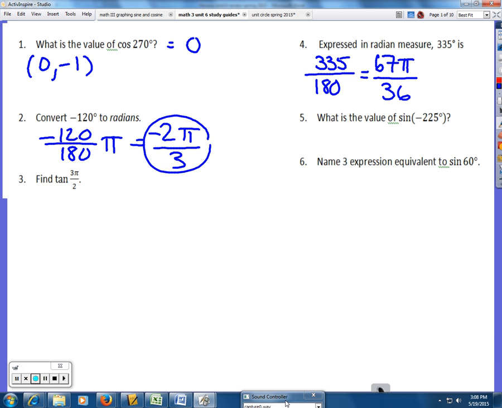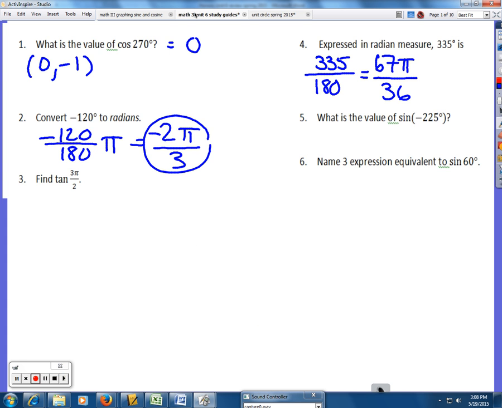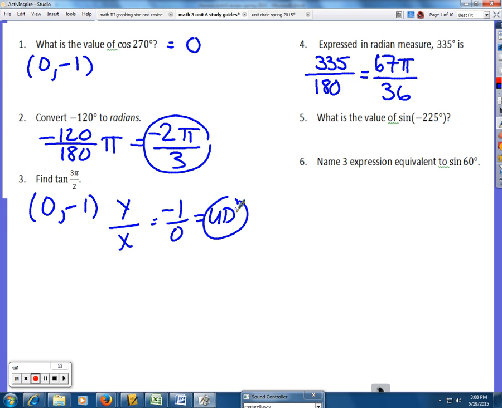At the unit circle, I want to find 3 pi over 2. Here's pi over 2, so I'm thinking 3 pi over 2 is down here somewhere. And it's the same one we used before. So we're using 0, -1 again. So the point is 0, -1. And tangent, remember, is y over x. So this will be -1 divided by 0. So tangent of 3 pi over 2 is undefined because you can't divide by 0.